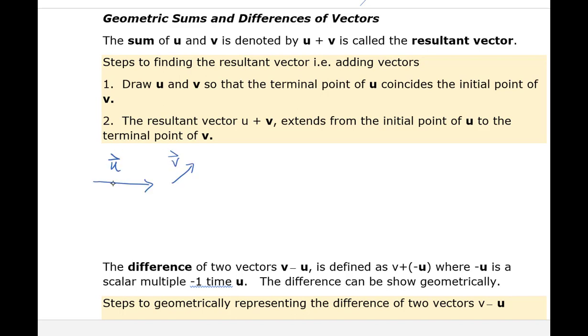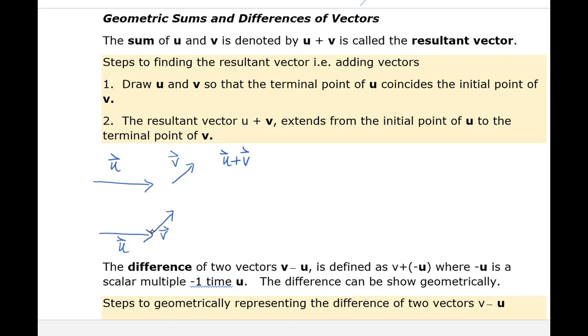If I want to add these two vectors together, there are really only two steps. When we add two vectors together, the result is another vector, and we call that the resultant vector, or the sum. If I want to show u plus v, I need to draw u and v so that the terminal point of u, which is the end, where the arrow is, coincides with the initial point of v. So I'm going to redraw these two vectors so that happens.